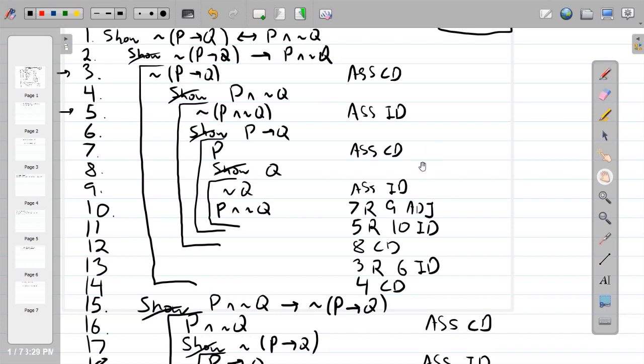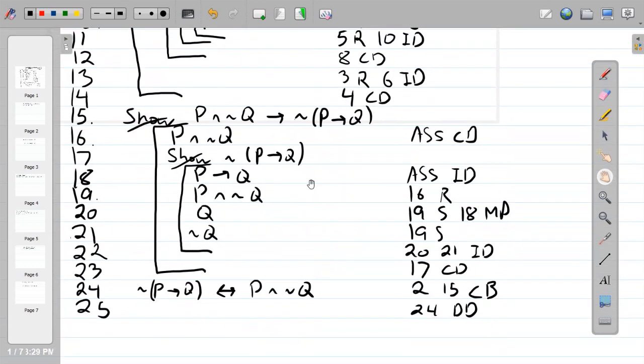Any questions about this proof? Yeah? Can you just scroll back down? Yes, yes. I'm sorry this is very long. Other questions?